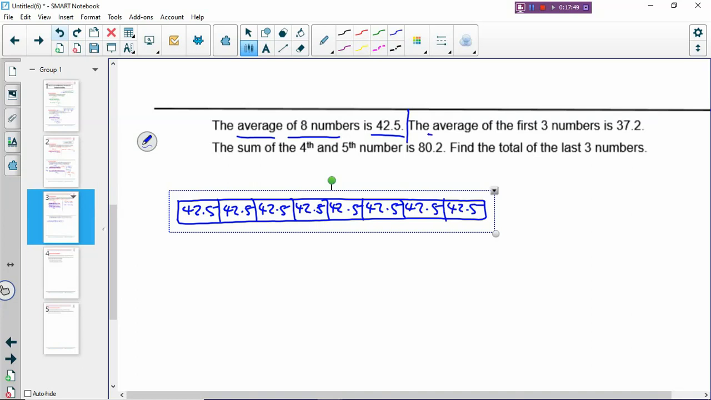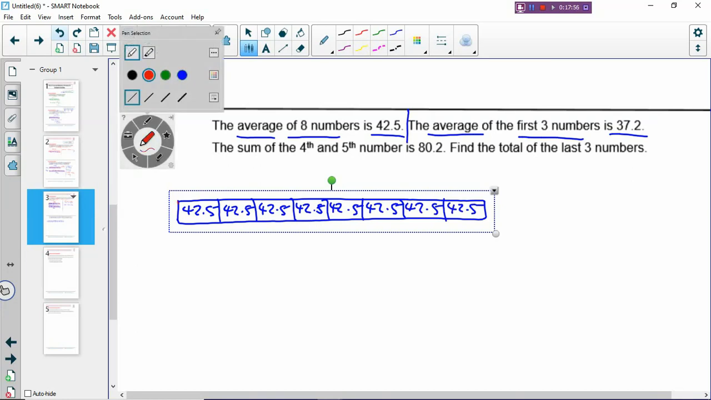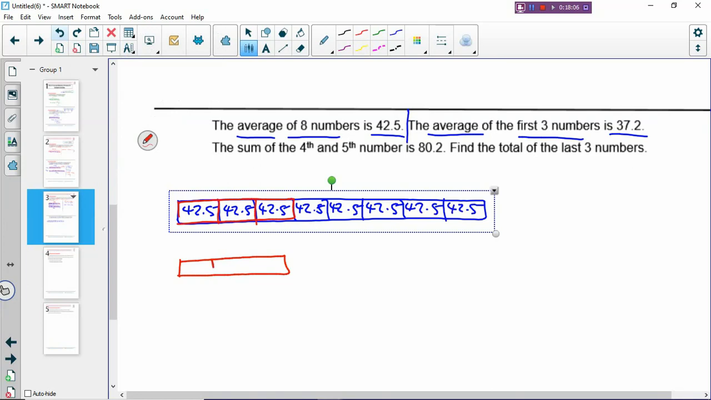So the average of the first 3 numbers is 37.2. Okay, now can you see where are the 3 numbers? Now, if you look carefully, this is the first 3 numbers, right? And you're going to draw the same 3 numbers, but it has to be shorter. Why shorter? Because the average is smaller. Why smaller? Because 37.2 is smaller than 42.5, right?